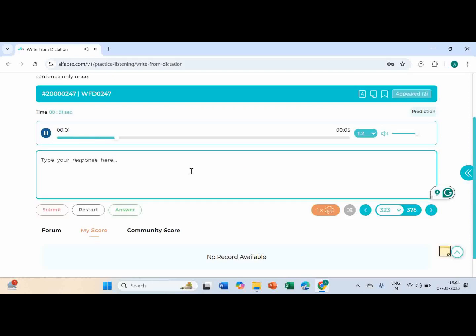Some people are motivated by competition, while others prefer collaboration. So the sentence is, some people are motivated by competition, while others prefer collaboration.